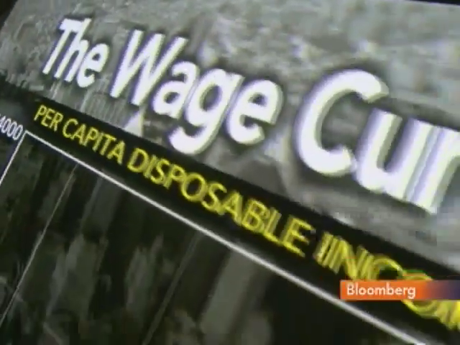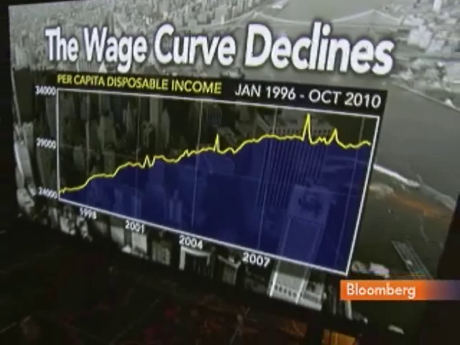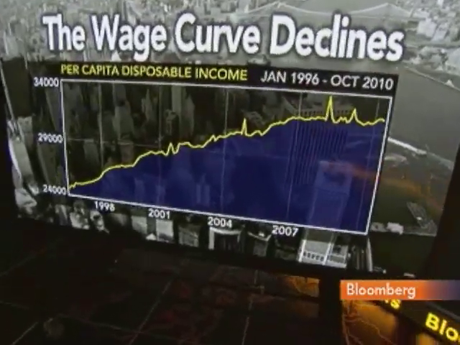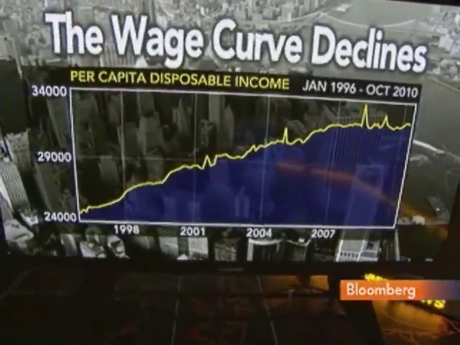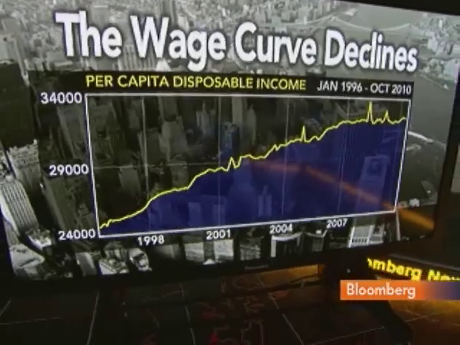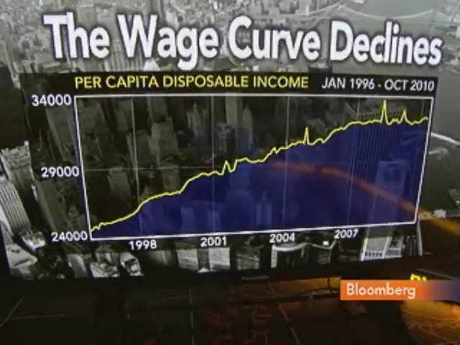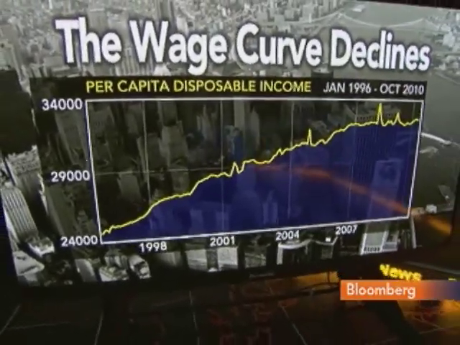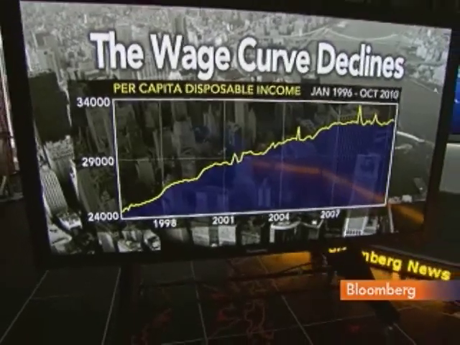In the final minute that we've got with you, Professor, the chart is the wage curve declines. It's inflation-adjusted disposable income per capita, and it's about 34,000. The answer is it's gone flat since 2007. Why have wages gone flat? Do we blame China? Well, in part, I think the way that I would think about it would be two things. Unemployment has been rising, and that scares workers. But actually something I've worked a lot on recently is a thing called the fear of unemployment.